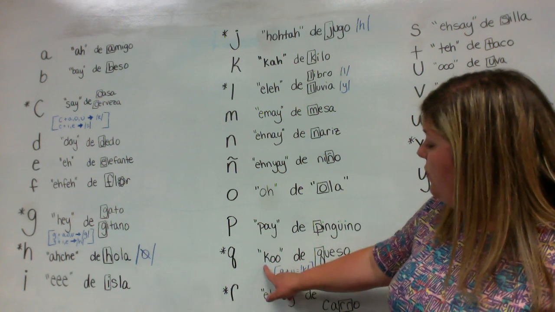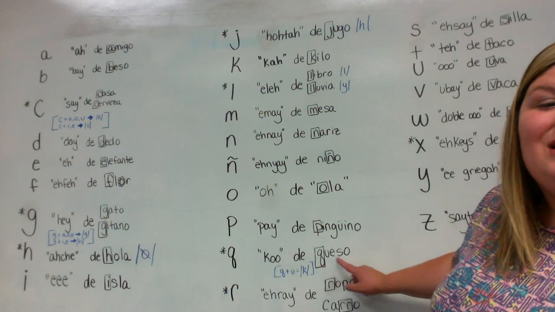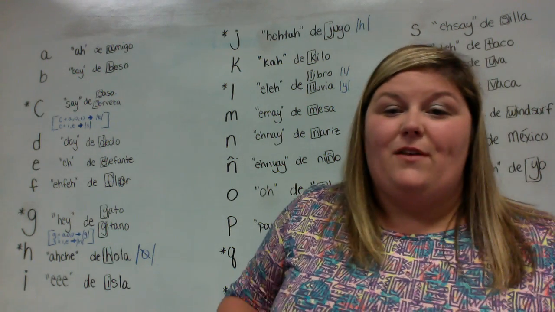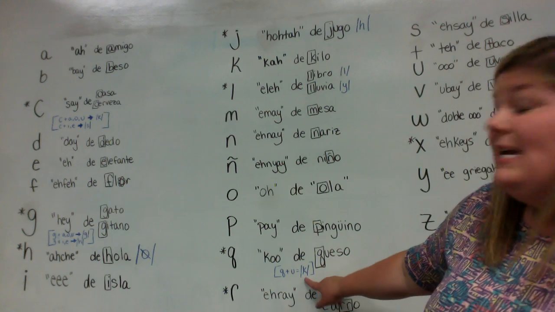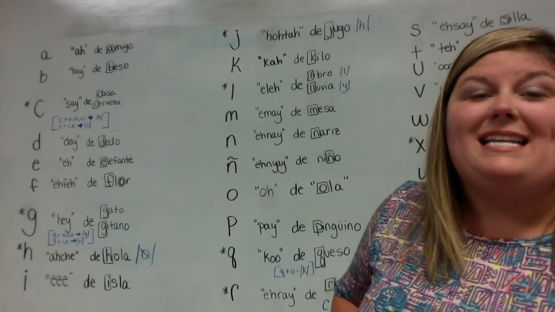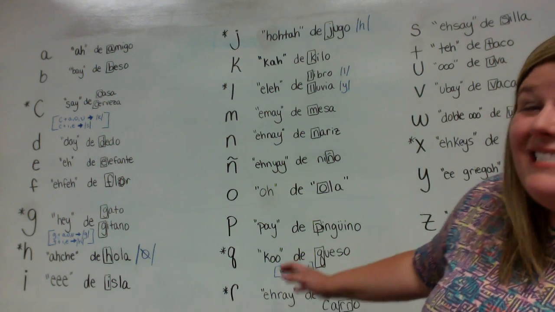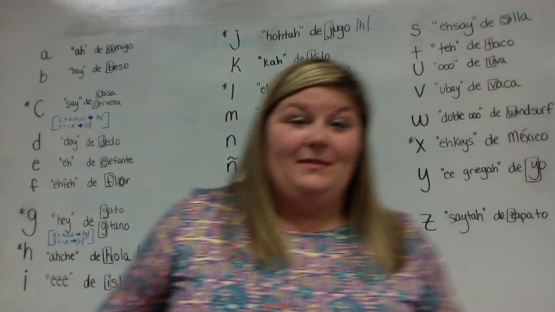Okay, Q de queso. So the letter Q, anytime it's followed by the letter U, is going to just sound like a K. We're going to skip right over the U and go into the next sound. See? So queso, not queso, queso.